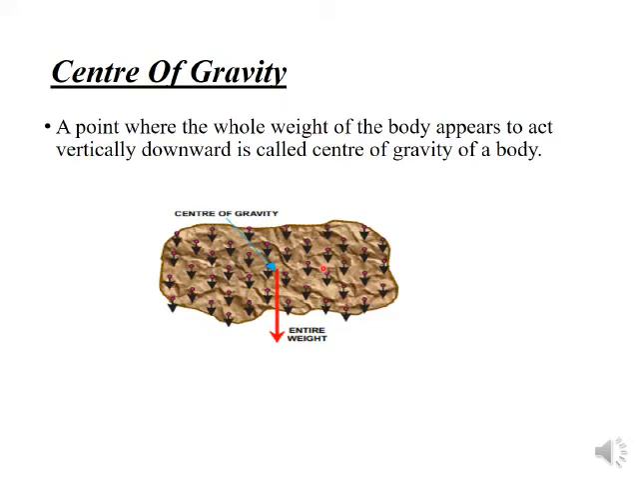Center of mass is the point at which the distribution of mass is equal in all directions and does not depend on the gravitational field, whereas the center of gravity is the point at which the distribution of weight is equal in all directions and does depend on the gravitational field.